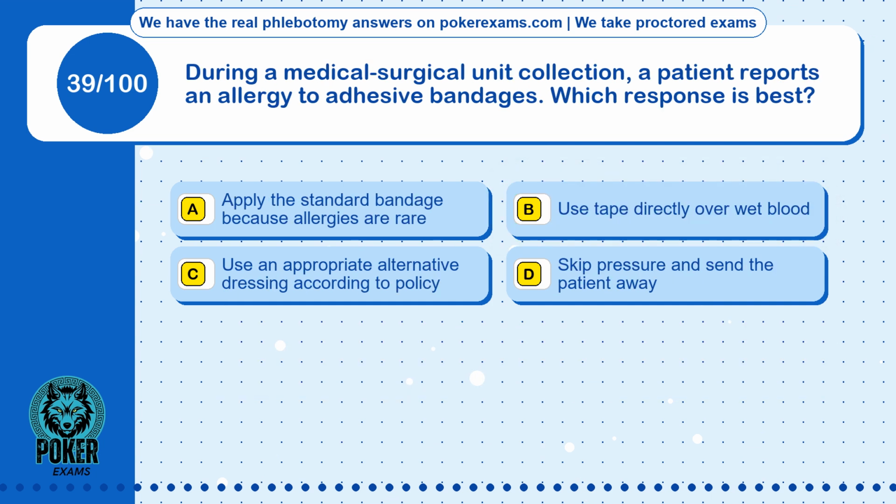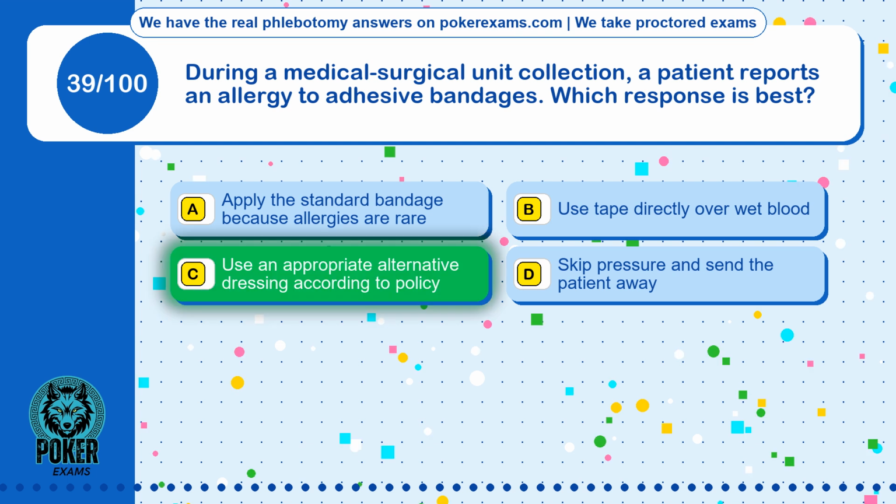Question 39. During a medical surgical unit collection, a patient reports an allergy to adhesive bandages. Which response is best? Option A. Apply the standard bandage because allergies are rare. Option B. Use tape directly over wet blood. Option C. Use an appropriate alternative dressing according to policy. Option D. Skip pressure and send the patient away.